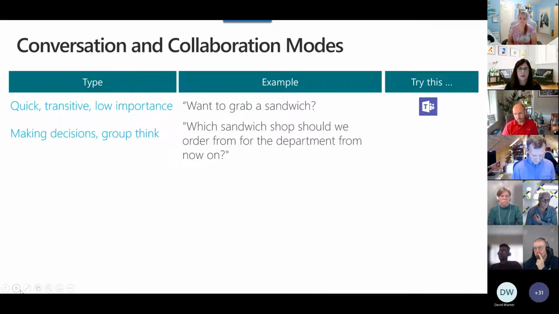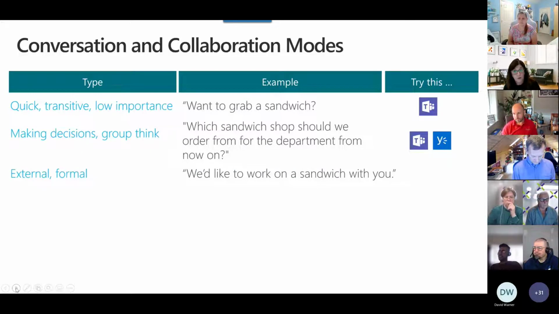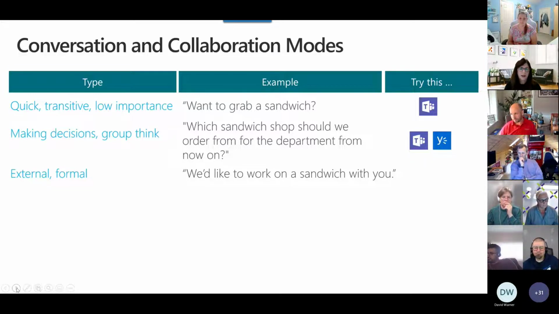The other kind of decision we might want to make is, hey, let's poll the community, the group that we belong to. Where should we be ordering from? That you have options depends on what kind of a community you have and how you've been collaborating in the past, but that might be chat, it might be Teams. Again, it depends. The other one is, hey, we want to work with someone that we've not worked with before, have a more formal conversation. We'd like to work on a sandwich with you.